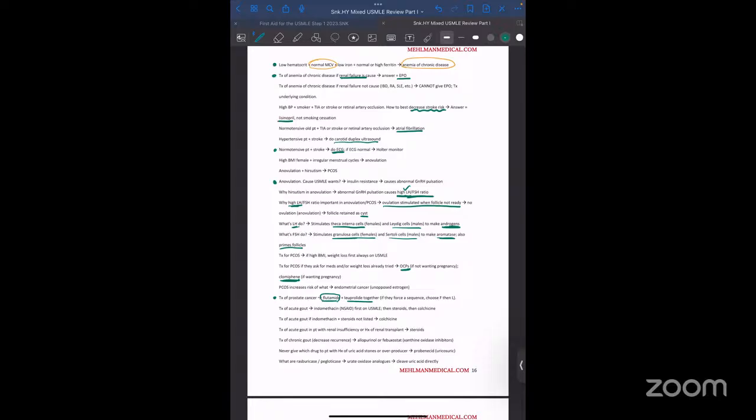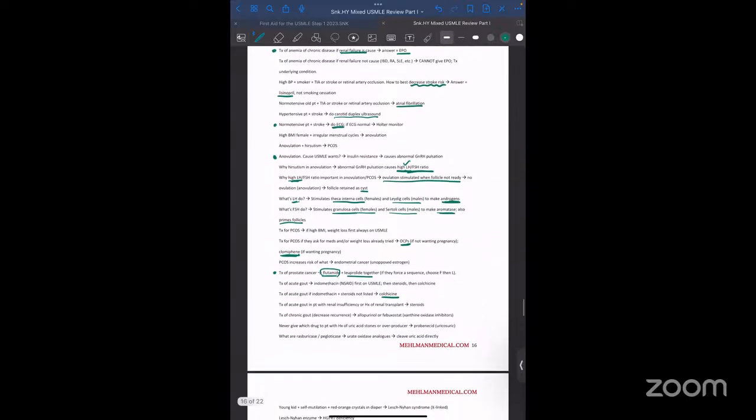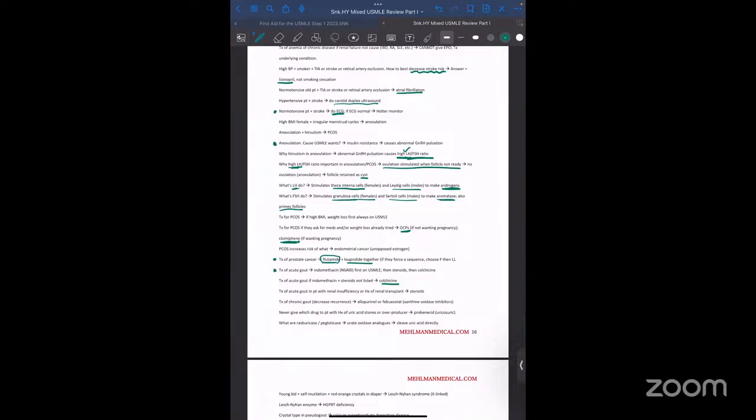Treatment of acute gout, indomethacin first on USMLE, then steroids, then colchicine. Treatment of acute gout is indomethacin; if steroids are not listed, then choose colchicine. Treatment of acute gout in patient with renal insufficiency or history of renal transplant, give steroids. Treatment of chronic gout for disease recurrence, then we give allopurinol or febuxostat, which are xanthine oxidase inhibitors.